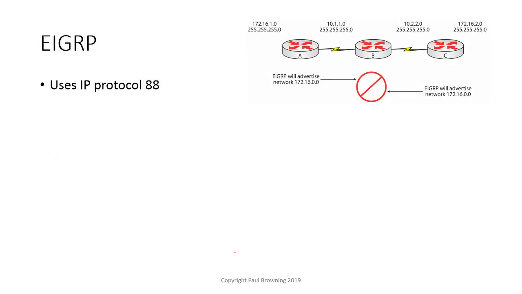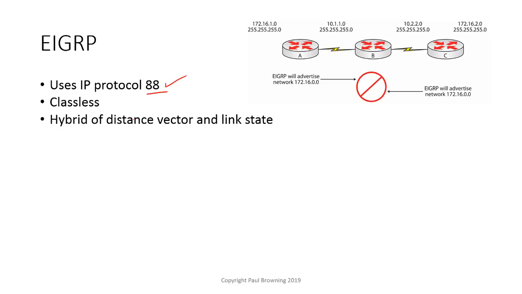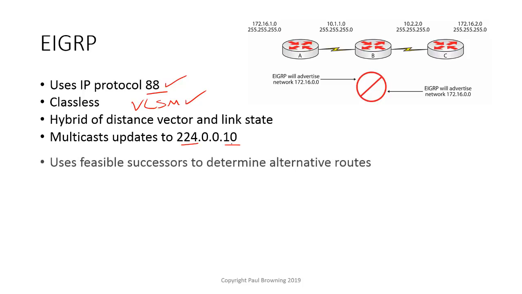EIGRP, the tick boxes for the exam, it uses IP protocol number 88, especially handy if you're doing Wireshark packet captures. Classless, so it recognizes VLSM. It's actually a hybrid. It's an advanced distance vector protocol, but it uses some link state services. Multicast on 224, which you recognize as a multicast address, 0.0.10.